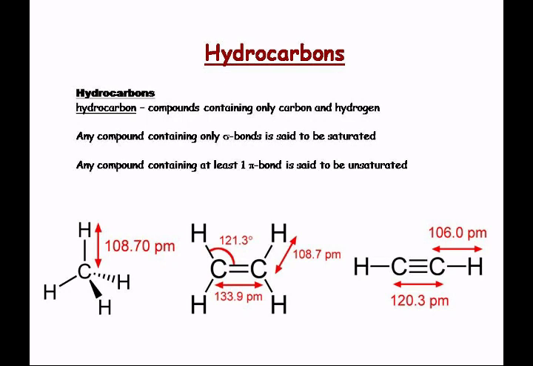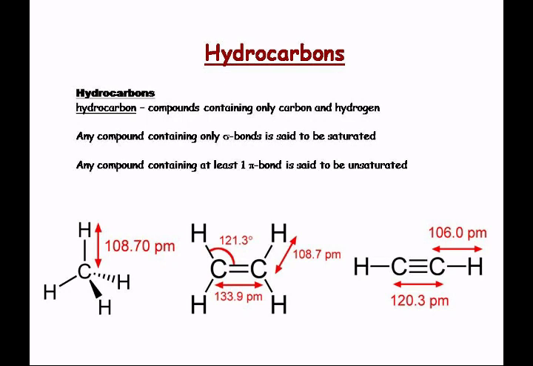A single bond is only made up of a sigma bond. When we come to a triple bond, that's made up of one sigma bond and two pi bonds. After the sigma, they're all pi. So you've got single bonds, which are only sigma bonds, double bonds, which are sigma pi, and triple bonds, which are sigma pi pi.